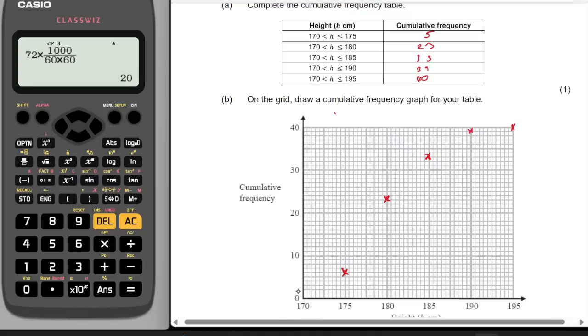You're not really going to lose a mark, I'm sure, but I would never join this to 0, 0, because I don't know that there's no one less than 170. So this is the type of cumulative frequency that I wouldn't join to the origin. That's not a very smooth curve, but that's kind of the idea. You'll draw a smooth curve.